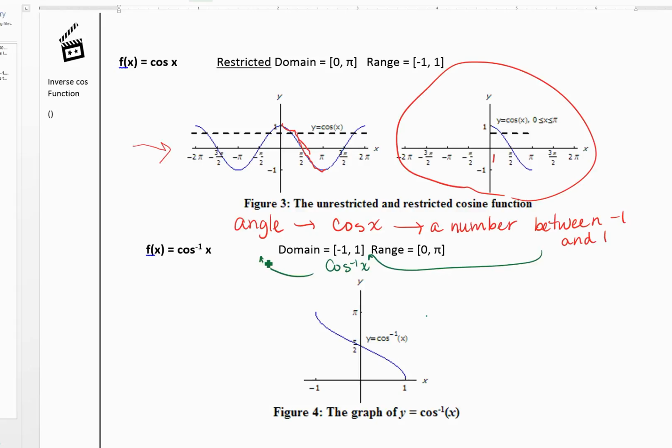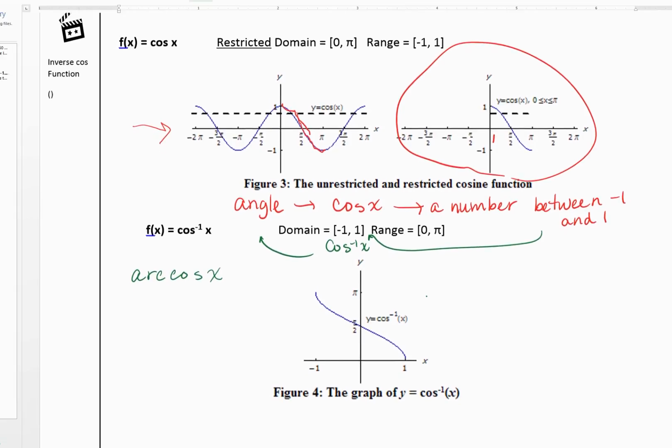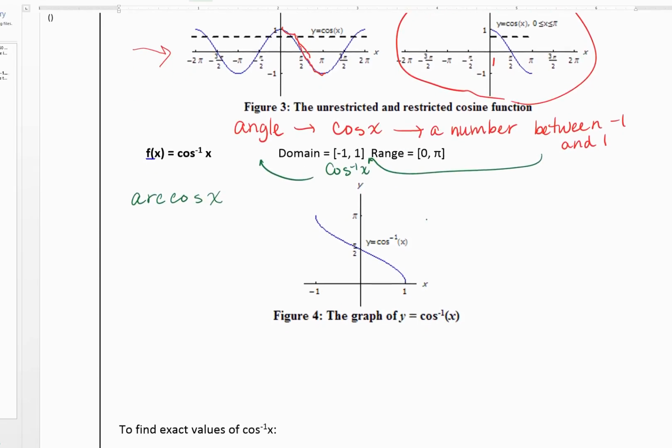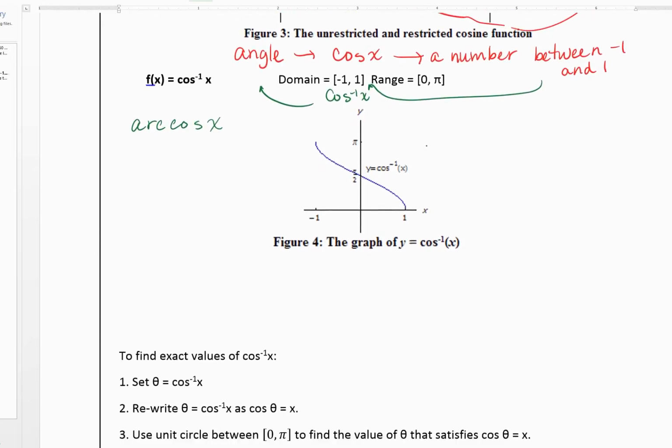Now, in other textbooks or other places, you might see cosine inverse called arc cosine, and that just means the exact same thing as cosine inverse. So just good to know that they mean the same thing. Now we also should point out we can use the unit circle for some of the values here. And since the range is from 0 to pi, we'll only be looking at angles in the upper half of the unit circle.